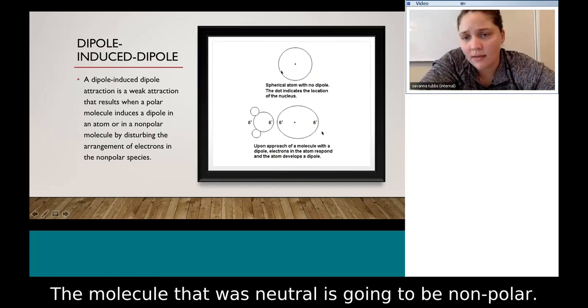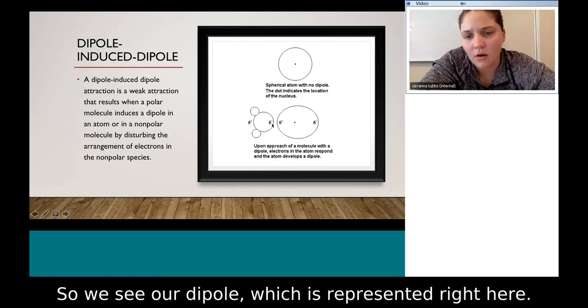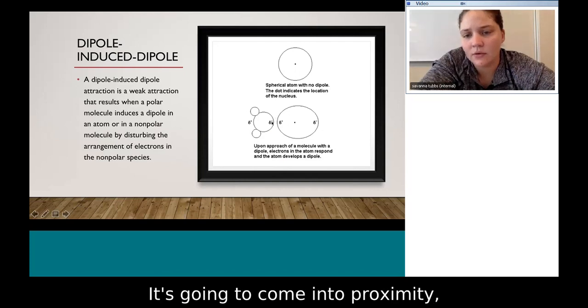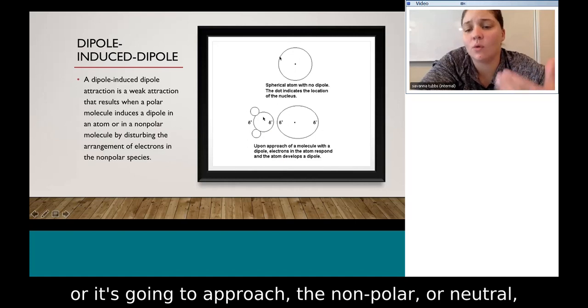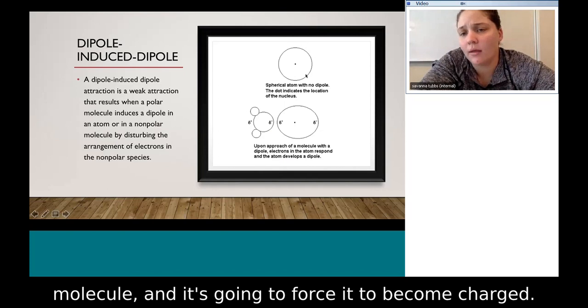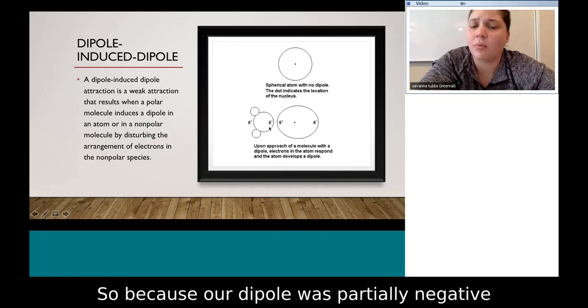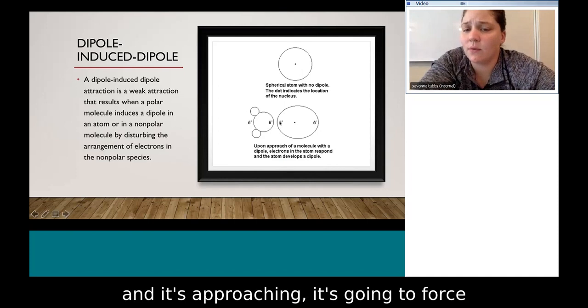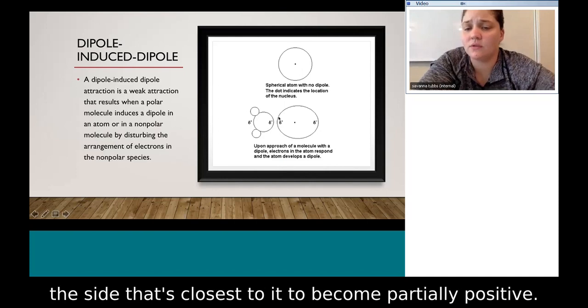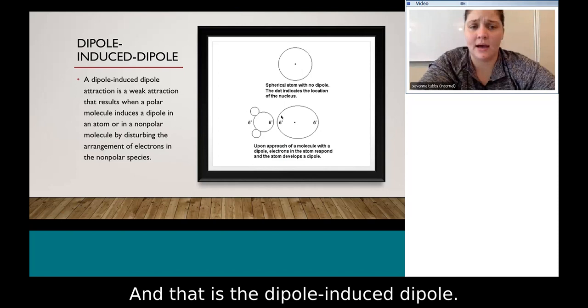The molecule that was neutral is going to be nonpolar. So we see our dipole, which is represented right here. It's going to come into proximity, or it's going to approach the nonpolar or neutral molecule, and it's going to force it to become charged. So because our dipole was partially negative and it's approaching, it's going to force the side that's closest to it to become partially positive. And that is the dipole-induced dipole.